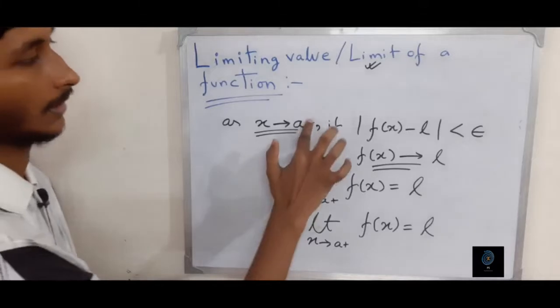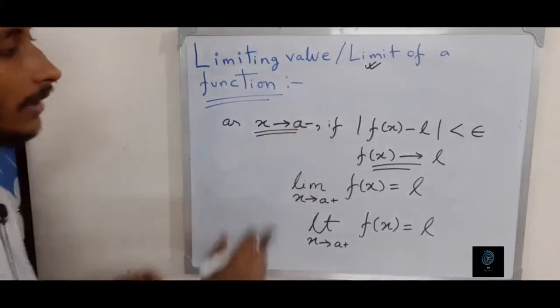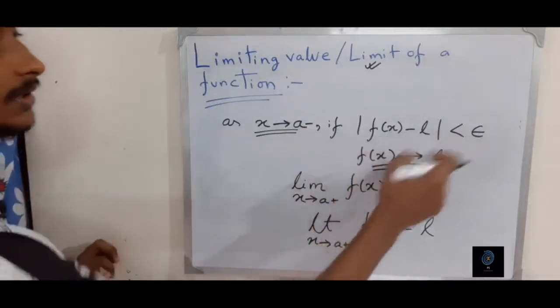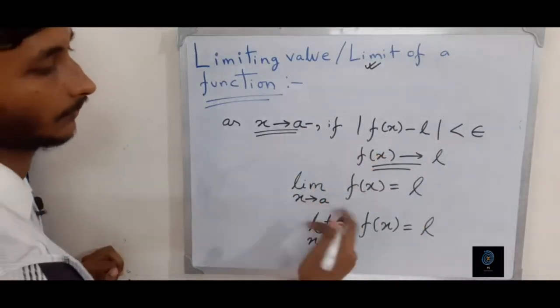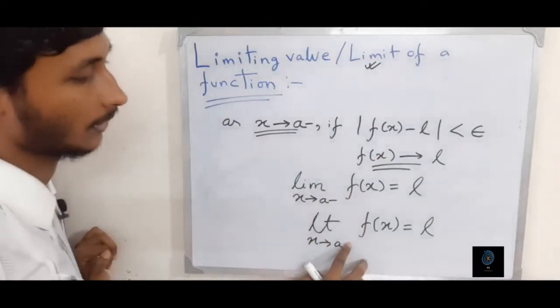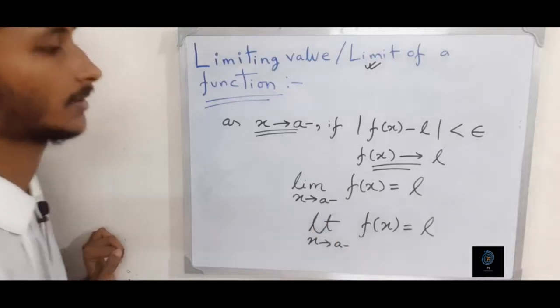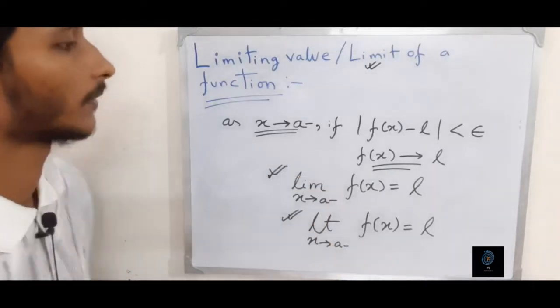Similarly, x can approach this value a from the left hand side, and for x approaching a from the left hand side, if f(x) tends to L, then we will write limit x tends to a minus f(x) equals L, or LT x tends to a minus f(x) equals L. Both these notations are commonly used.